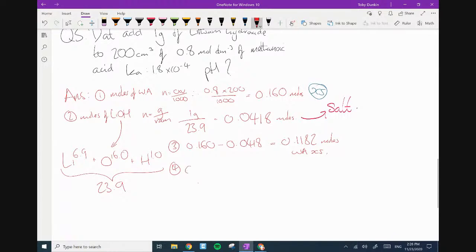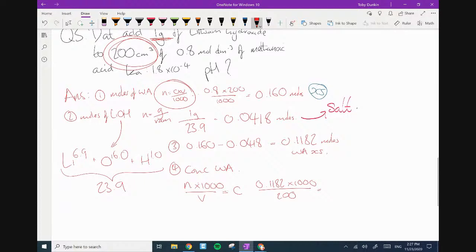So next I go, concentration of weak acid is going to be number of moles times 1,000 over V will give me C. I'm just rearranging the equation. So the moles of weak acid was 0.1182 times 1,000 divided by the new total volume. The volume remains the same because I've added a solid to it, which means it's going to dissolve into the same final volume. So I'm going to stick with the same 200. Isn't that interesting? No total volume needed.